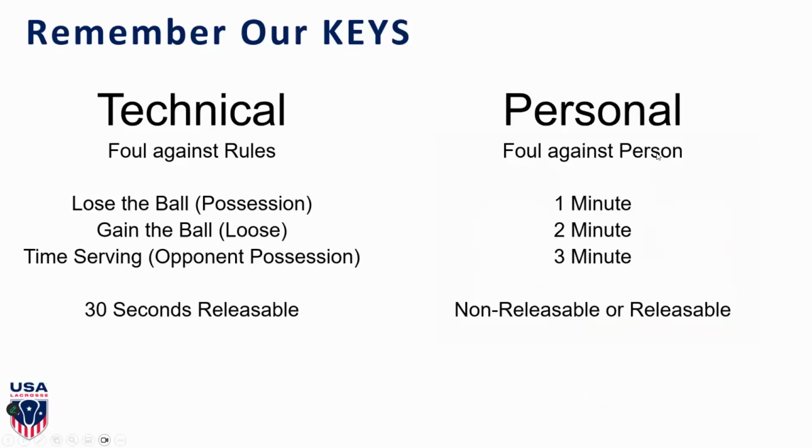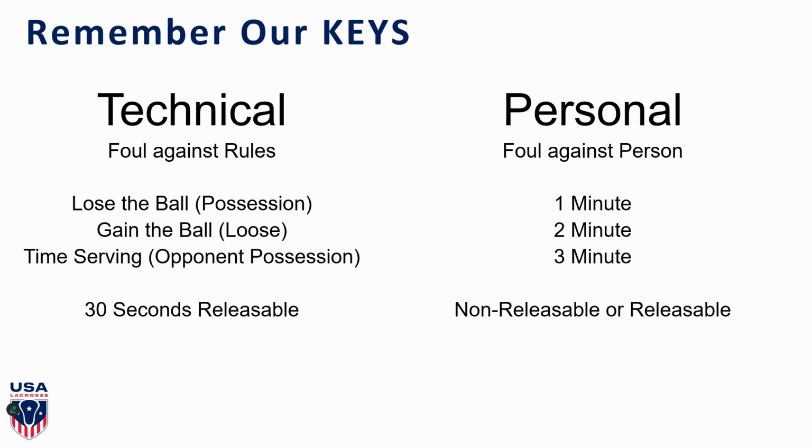And so, again, our keys, we used this in the clinic and we use this throughout the new officials training. Our keys are our flow charts. If we break down a technical foul as simply as possible, it is a foul against the rules. And we have three outcomes of a technical foul. There's only three things that can happen, and it all depends on the state of the ball.